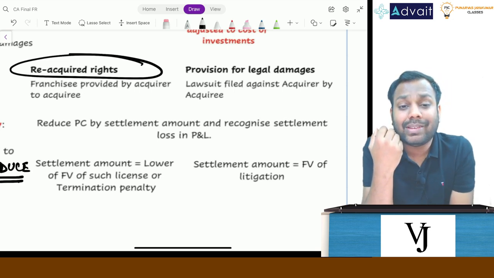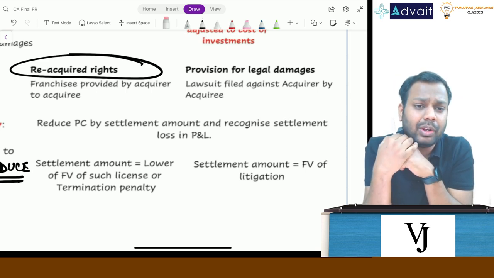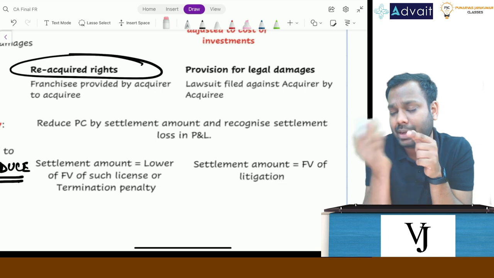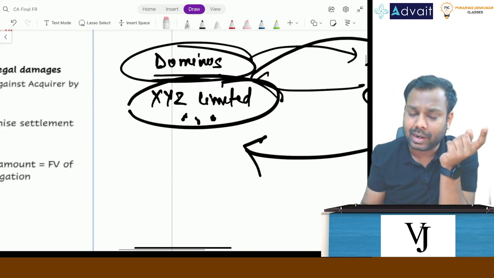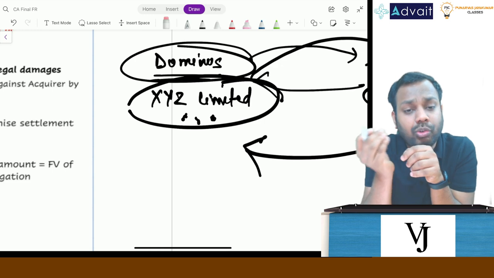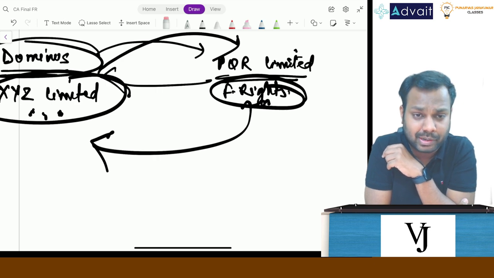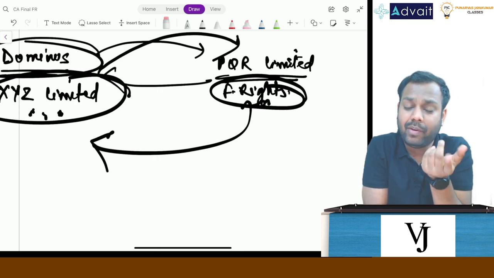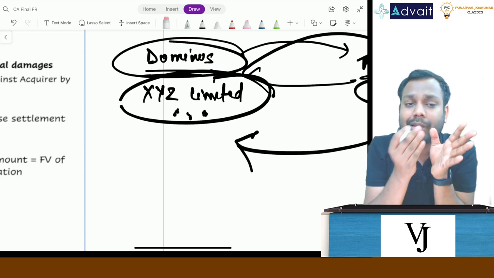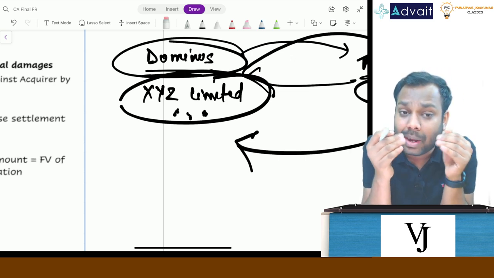So comes the question: what is the amount to be adjusted, the penalty amount or the fair value? Being a rational person, what will you do? If Domino's is reacquiring that, meaning Domino's has to cancel this contract, I have to pay you let's suppose 10 lakhs. But if Domino's wants to repurchase this unexercised right, it will have to pay 12 lakhs. What will you do as a rational person? You will say, I will cancel the contract and pay 10 lakhs. So I will adjust 10 lakhs from the purchase consideration. A rational person would like to settle at a lower amount.